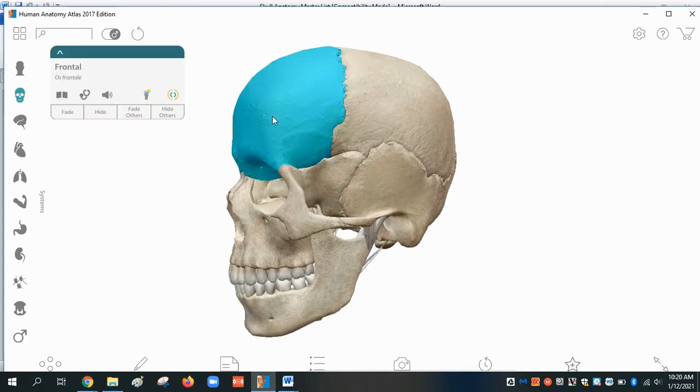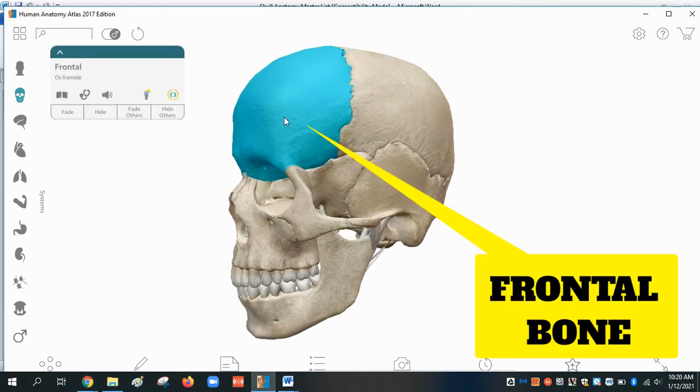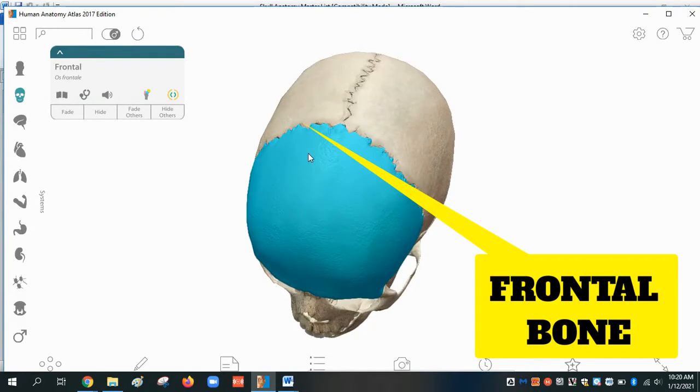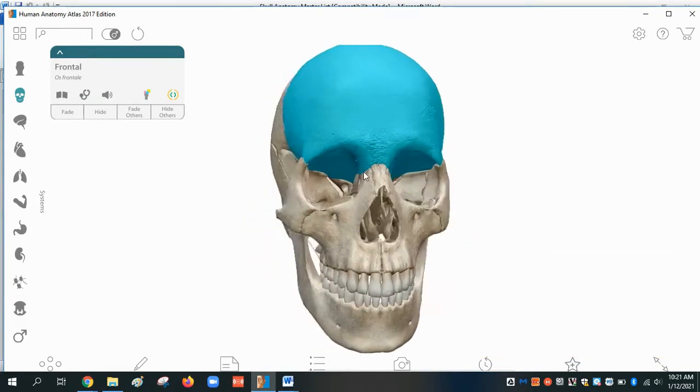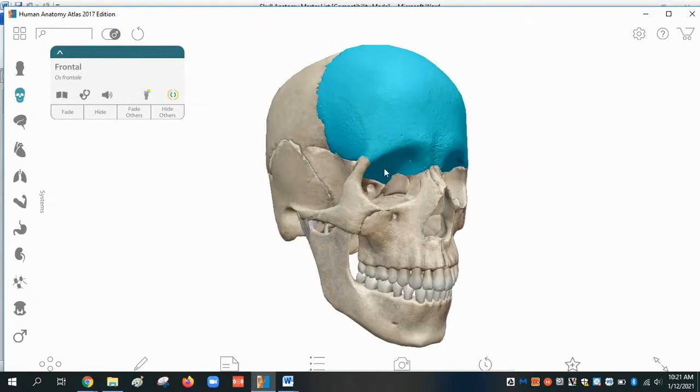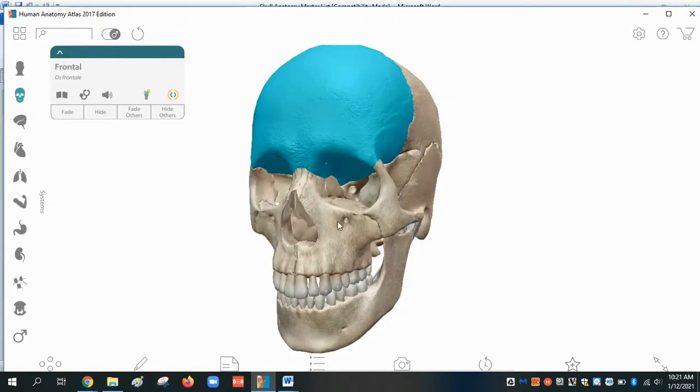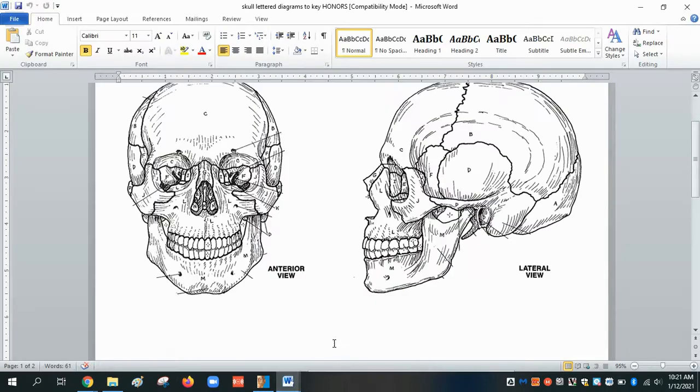The frontal bone is this forehead bone here, and you can see it reaches pretty high onto the top of the skull and pretty far into the eye socket. So it actually forms the roof of the eye socket as well. So go ahead and color that on your page.